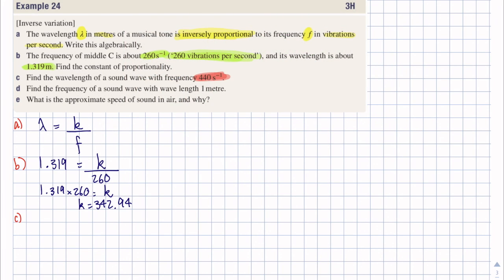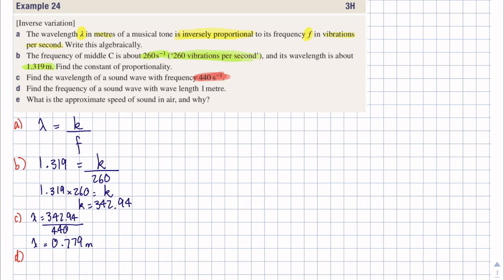Question C, find the wavelength of a sound with frequency 440 things per second. Okay, so F for frequency, so I've got lambda equals 342.94 over whatever this F was, 440. Bit less than a metre, so divided by 440, 0.779, and lambda was metres.